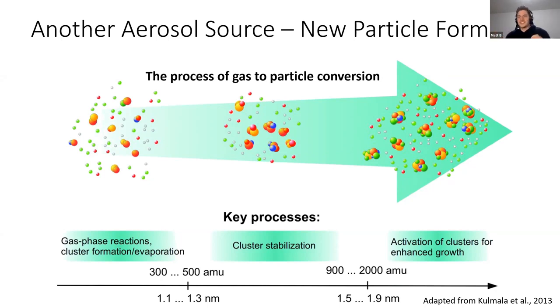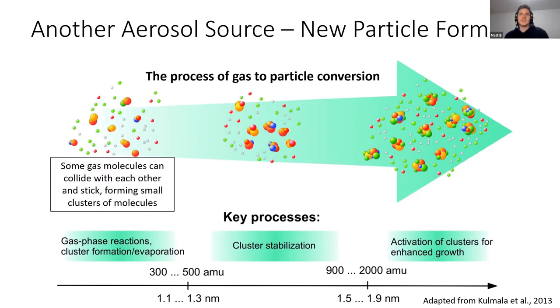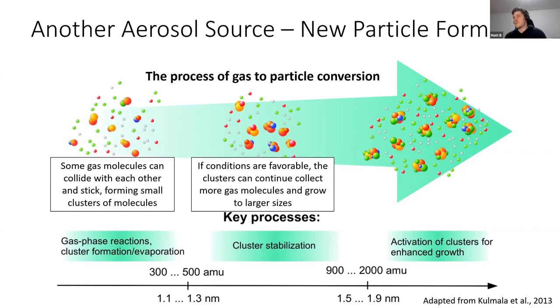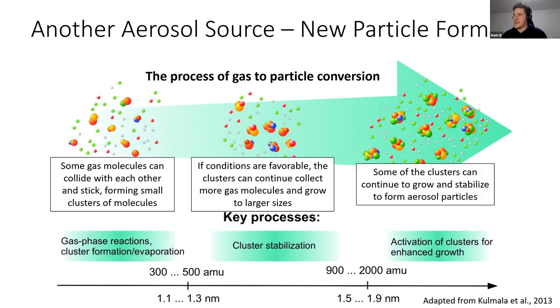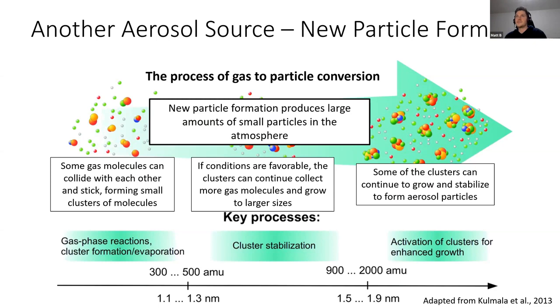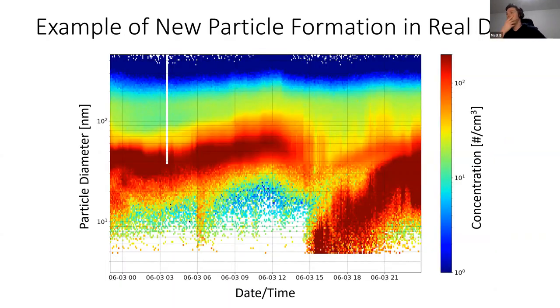So just to summarize this, because I know this is getting a little bit into the weeds, you have gas molecules that can hit each other and they stick and they form these small clusters. And then if the conditions are favorable, so if you have enough of these gases present, they will continue to hit and stick and grow. And when they grow to larger sizes, they actually can stabilize and become aerosols. And this produces a lot of small particles in the atmosphere. These are very, very small particles, and they can be really high in number during a production event, which is really, really interesting.